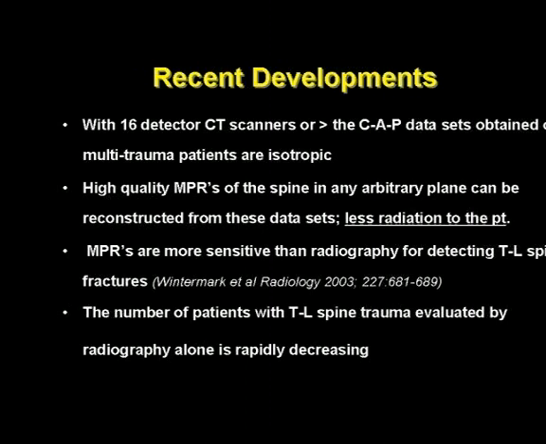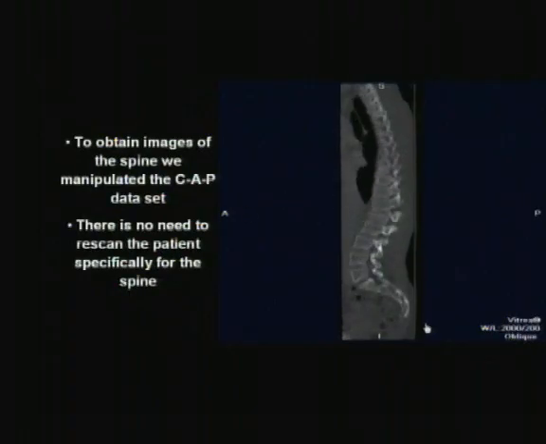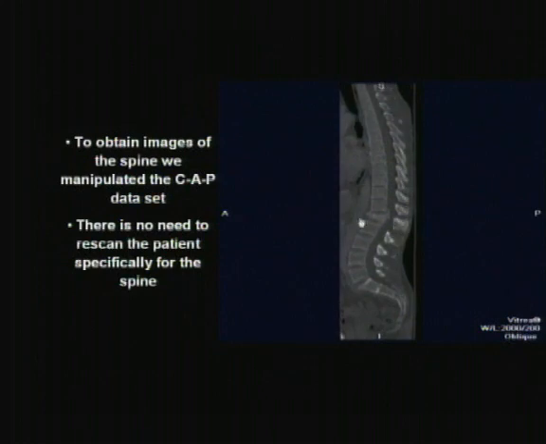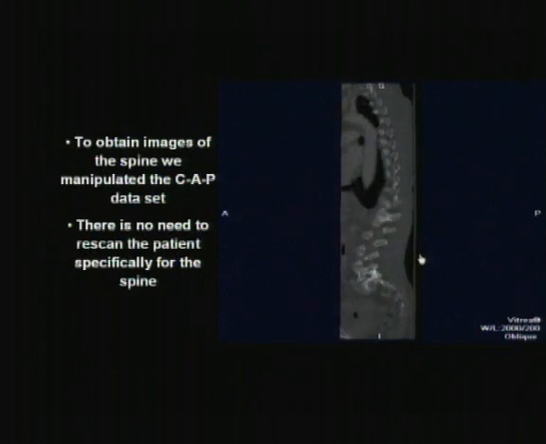especially for the spine. The MPRs have been shown to be more sensitive than plain films in detecting fractures, which is, again, another thing that has been discovered lately. The number of patients that are now done acutely with plain films or radiography, if you like, is rapidly decreasing. So when you do these chest, abdomen, and pelvis, you get images like this. This happened to have a burst fracture here, and these are acquired from the chest, abdomen study.